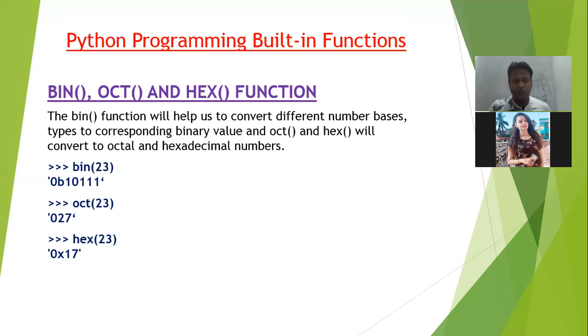Binary format is used, 23 becomes 10111. So it is converted into the binary format. Now 23 is converted into octal format. Then hexadecimal, 23 is converted to the hexadecimal format, 0x17. Clear? Yes, sir.